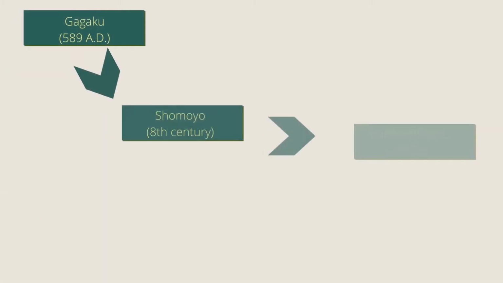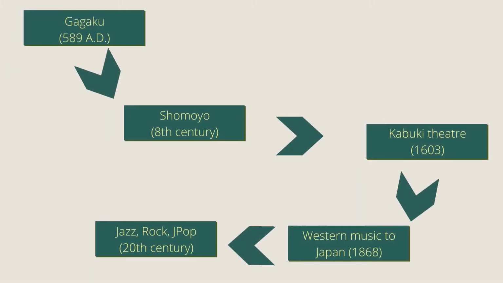And so, here's our road trip for the evolution of Japanese music. First up, we'll have the Gagaku from 589 AD. Our second stop will be the Shomyo from the 8th century and Kabuki Theater from 1603. And our next stop will be Western music in Japan in 1868. And finally, our final stop will be jazz, rock, and J-pop in the 20th century. So, are you guys ready? Let's get started.